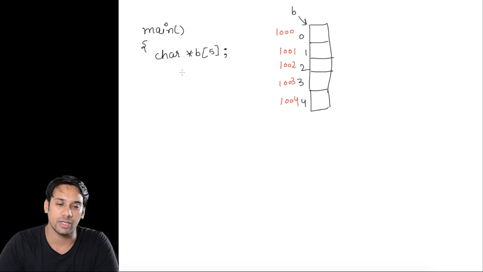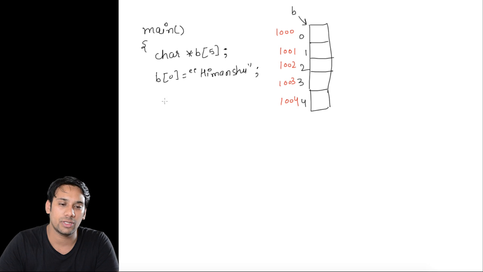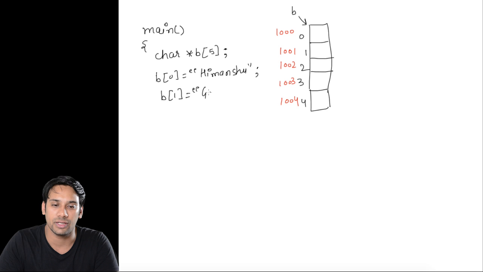Now in this program, if I'm doing b[0] = "Himanshu", then I'm doing b[1] = "gate".